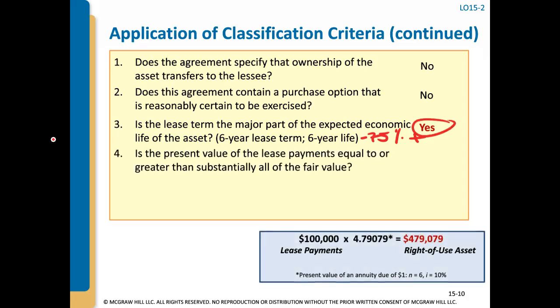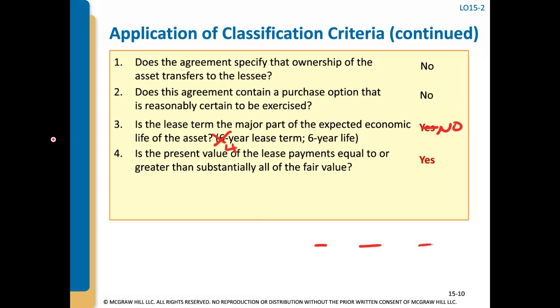Now let's pretend in this that it was actually a 4-year lease term, and therefore we did not meet the 75% threshold, and this would be no. Then we go to step number 4. Is the present value of the lease payments equal to or greater than substantially all of the fair value? So I'm going to look at my lease payment of $100,000. They give me the present value of an annuity due because the first payment was due on the first day of the lease, and that equals $479,000.